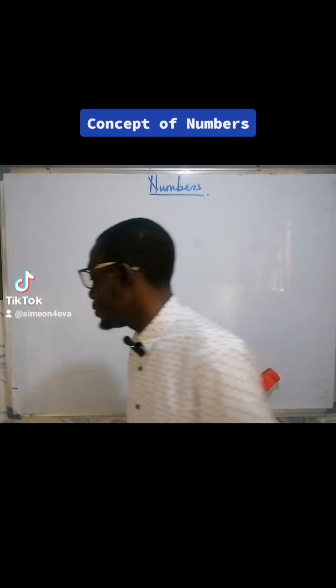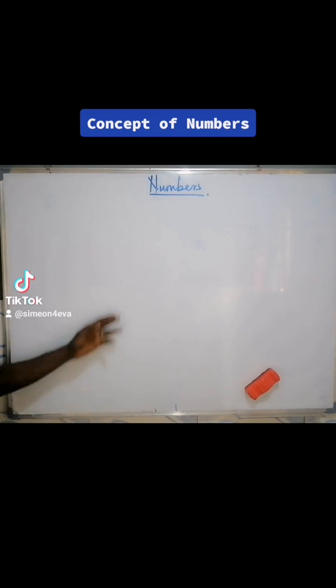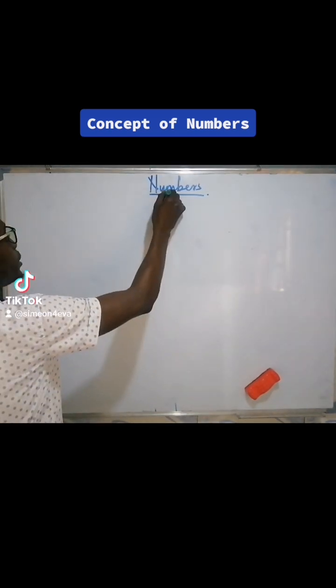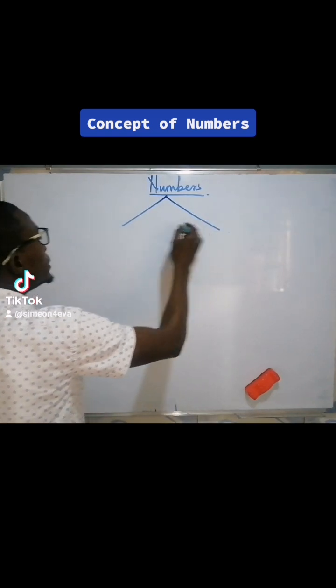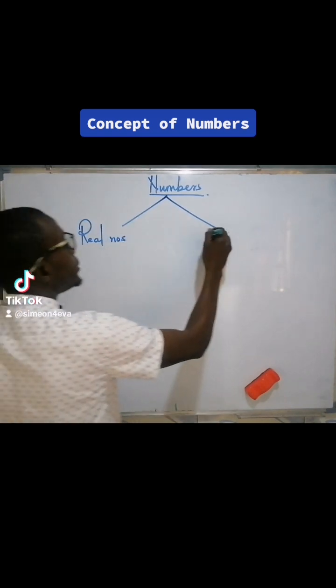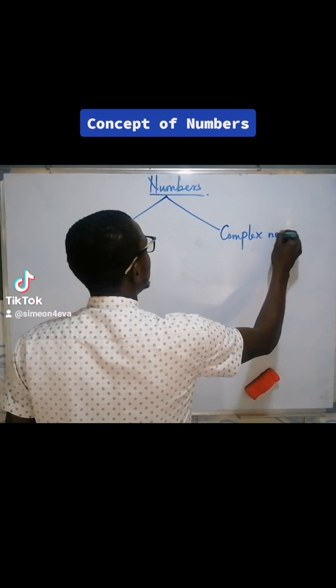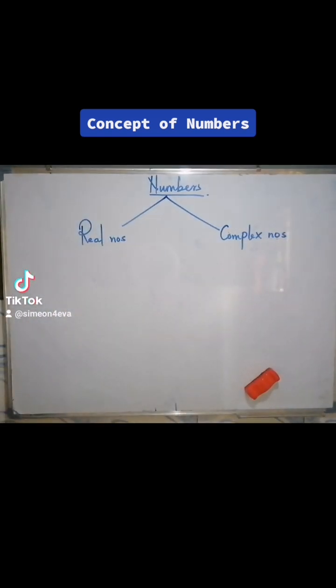So let's shoot. Now, numbers, as we have demonstrated earlier, are very important in any branch of mathematics. Numbers can be grouped into two parts. The first part is the real numbers, and the other one is called the complex numbers. Now, I'm going to be giving you the different categories of these two classes of numbers. Every number you've come across in your entire life is classified under real numbers.